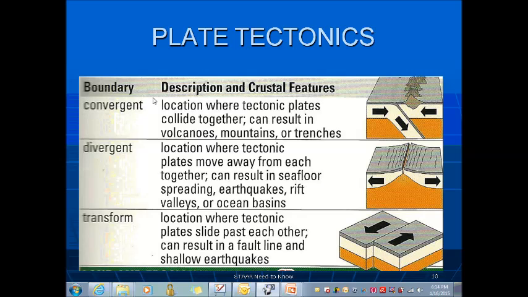So the formations that occur at plate boundaries can be earthquakes, volcanoes, mountains, and trenches. All of those are very commonly found around plate boundaries.